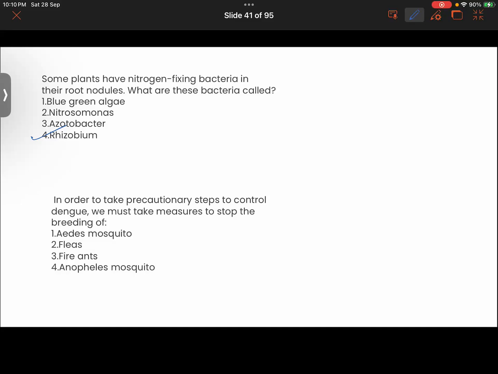We'll be learning about this in a minute. Sir, it's the female Aedes mosquito, right? Aedes mosquito, exactly. So we must take measures to stop the breeding of the Aedes mosquito, which is responsible for spreading dengue fever.